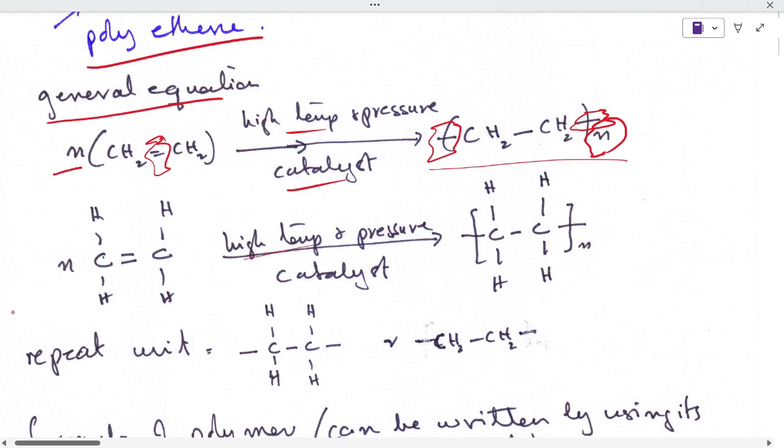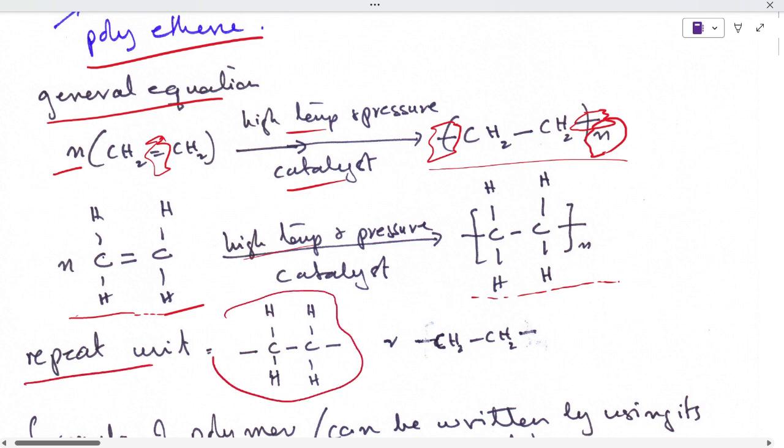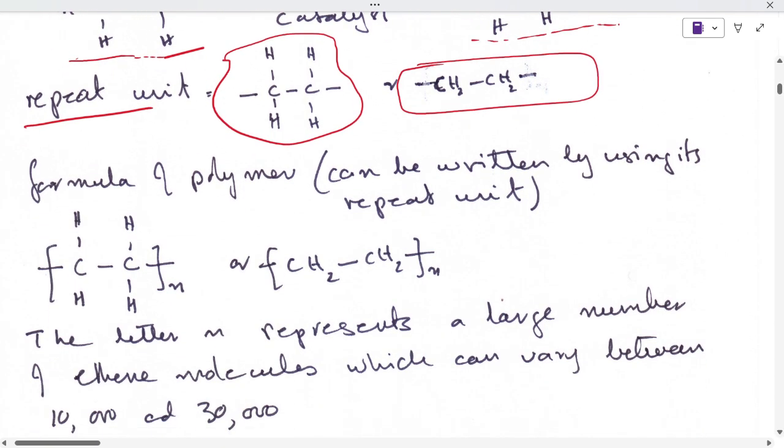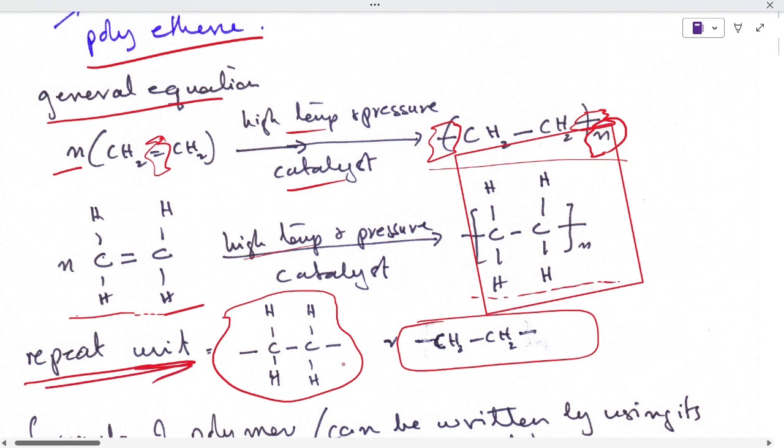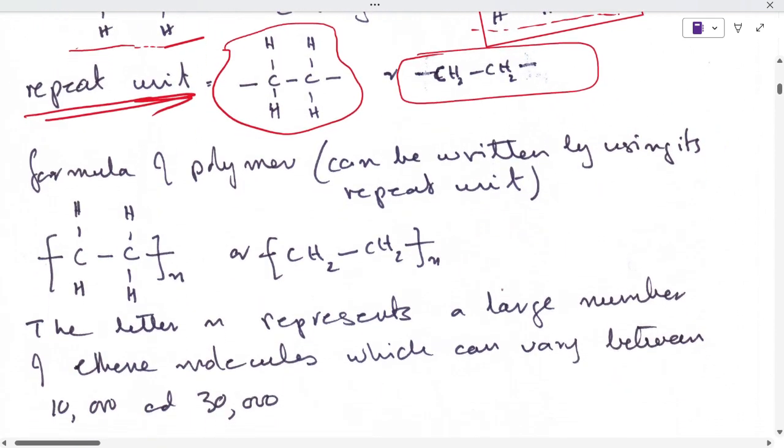Then we have the structural formula, where you can see I have opened the bonds, and on the right side I have written the monomer. The repeat unit is the one which is going to be repeated again and again. In your questions they will ask you to write down the formula of the monomer. You can see in the second equation on the right side it is the monomer, and sometimes they ask you to find out the repeat unit, and under it I have written the repeat unit. The formula of the polymer can be written by using its repeat unit.